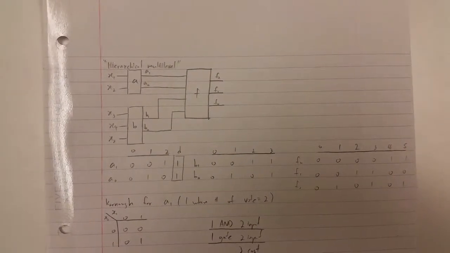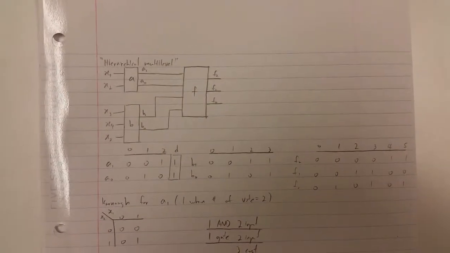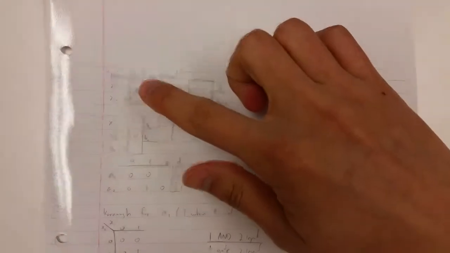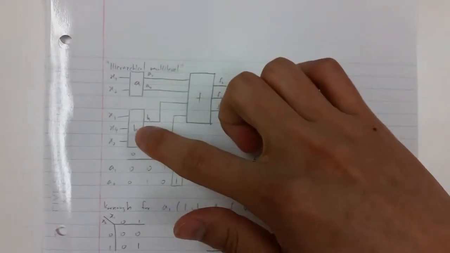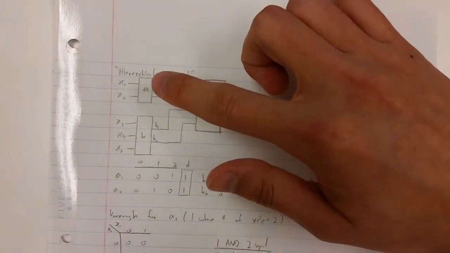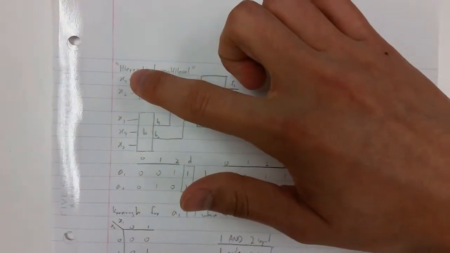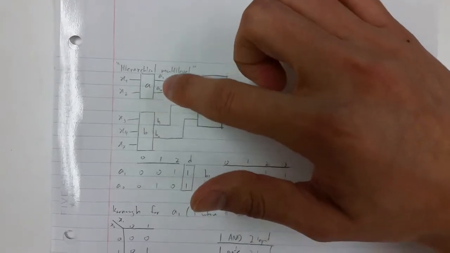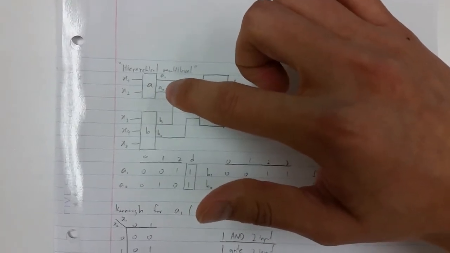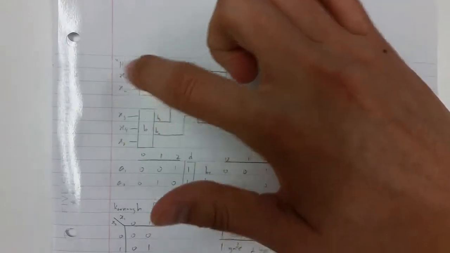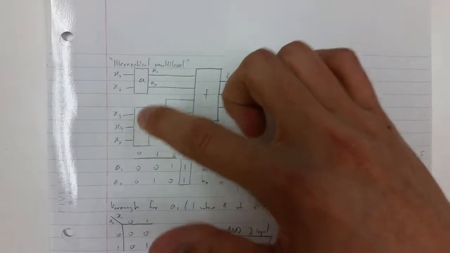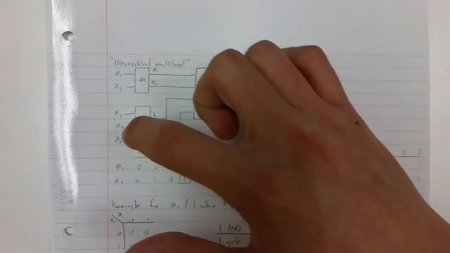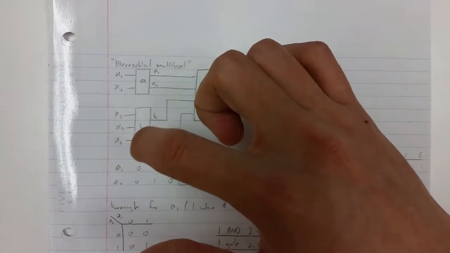The second method is the hierarchical multi-level method, and in this case I grouped x1, x2, x3, x4, x5 into groups of 2 and 3. Now, module A combines the inputs x1 and x2 in order to create A1 and A0, which represent the number of votes from those two values, and the same goes for B1 and B0. This represents the number of votes in variables x3, x4, and x5.